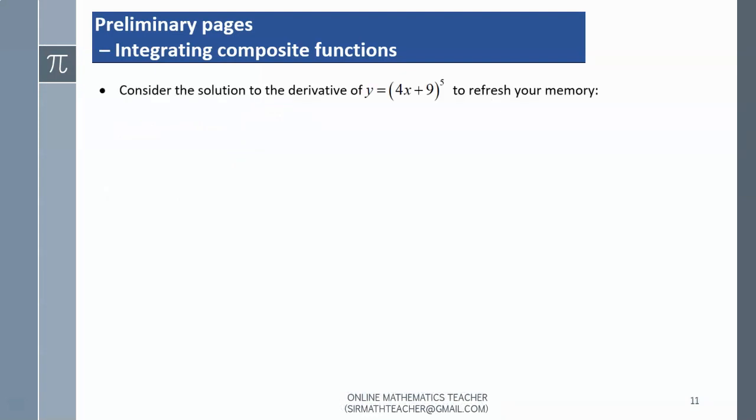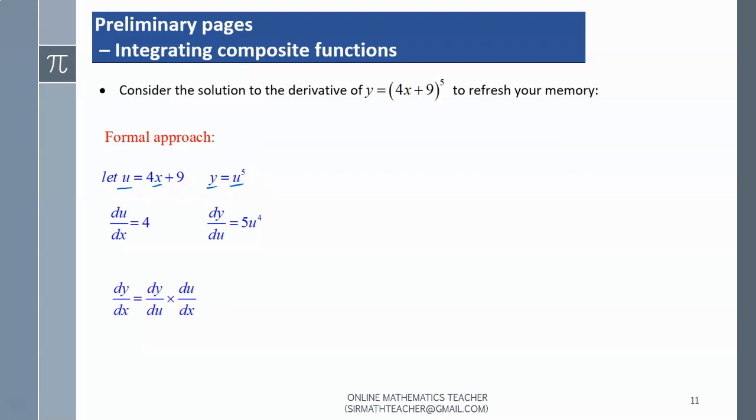Consider the solution to the derivative of y equals 4x plus 9 to the 5 to refresh your memory. The formal approach. First of all, let u equal 4x plus 9. Hence, y becomes u to the 5. If we derive in terms of x here, du dx is 4, and dy du is 5u to the 4. Applying the chain rule of differentiation, we have related rates here. dy dx is dy du times du dx. Subbing that in, we have 4 lots of 5u to the 4, so 4 5s are 20. u is 4x plus 9, to the power of 4.